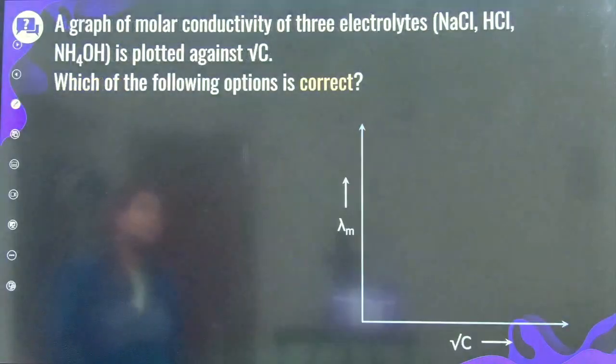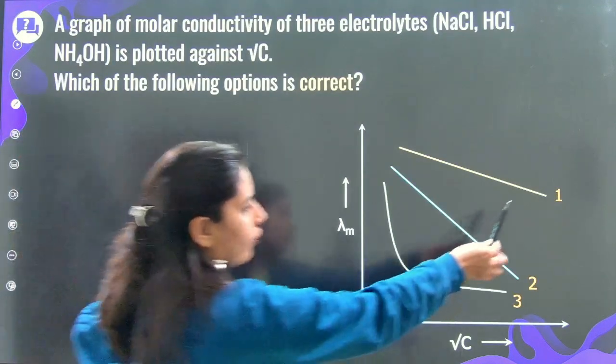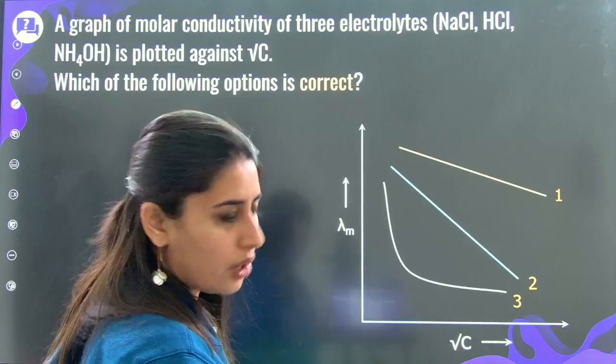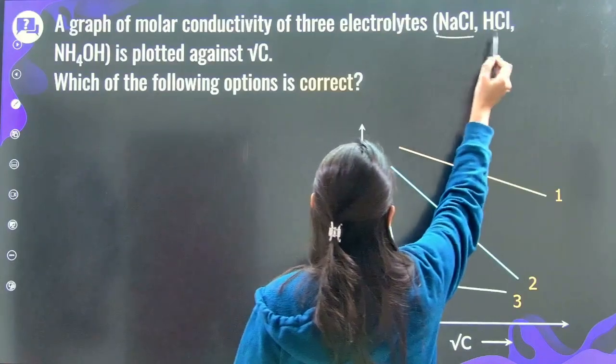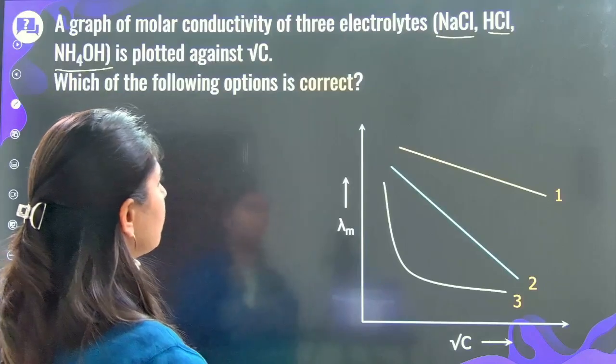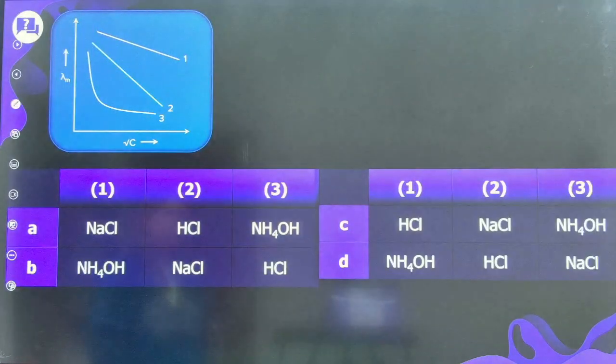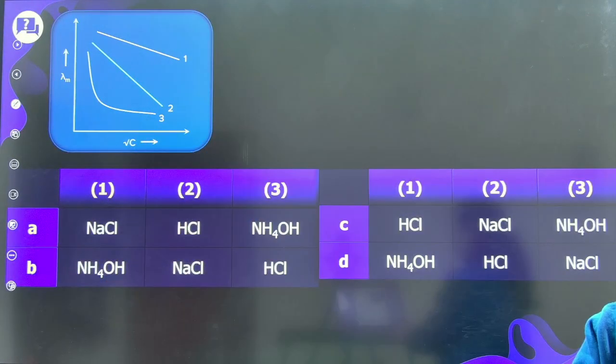Next one, please check. I have options now on the next slide. Please see. This is your 1, this is your 2, this is your 3. What do you have? You have NaCl, HCl and NH4OH. You have to plot it versus root C. You have to tell which is what, and these are the options in front of you. Please check. Let's find out how to deal with this kind of question.